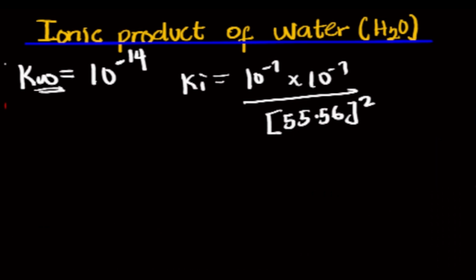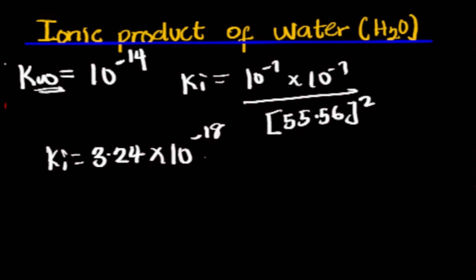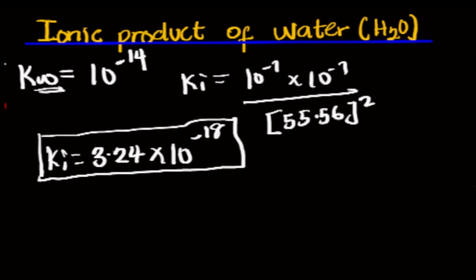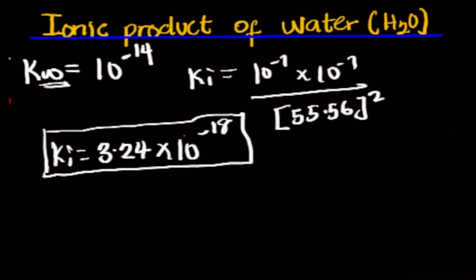Now pressing the calculator, we're going to have Ki to be approximately 3.24 multiplied by 10 raised to the power minus 18. So this is basically the ionic constant of water. The ionic constant of water is 3.24 multiplied by 10 raised to the power minus 18. So it's very, very important for you to know that.